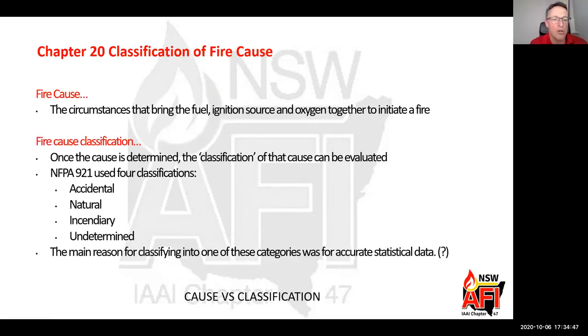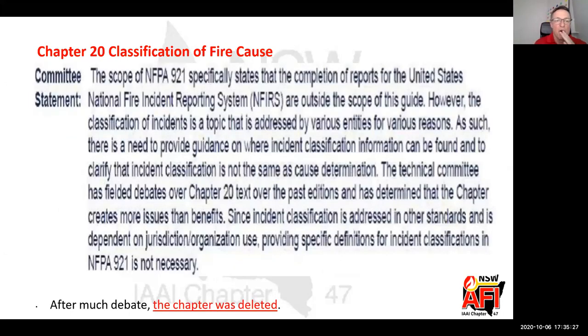So remember, the fire cause is the circumstances that bring the fuel, ignition source, and oxygen together to initiate a fire. Once the cause is determined, the classification can be evaluated as accidental, natural, incendiary, or undetermined. The main reason for classifying fires in one of these categories is for statistical data. Now, that is true. For public agencies, we need statistics. We need to know how many accidental fires, how many deliberate fires, what the trends are, are they going up, are they going down? And police need that as well. But they felt that the biggest problem with the classification is understanding a person's intent.